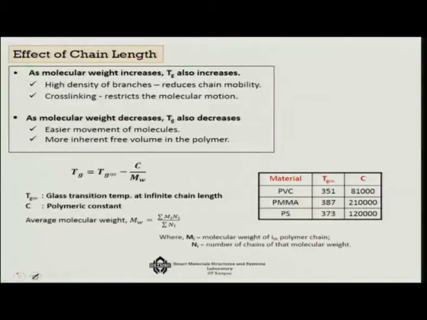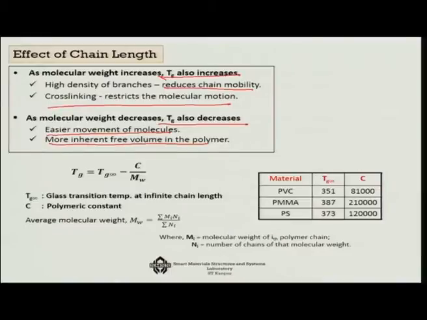If you look at the chain length, as molecular weight increases, the Tg increases. We know that. So high density of branches will reduce the chain mobility. Cross-linking will restrict the molecular motion. And as the molecular weight decreases, Tg also decreases, because there is easier movement of molecules and more inherent free volume in the polymer.